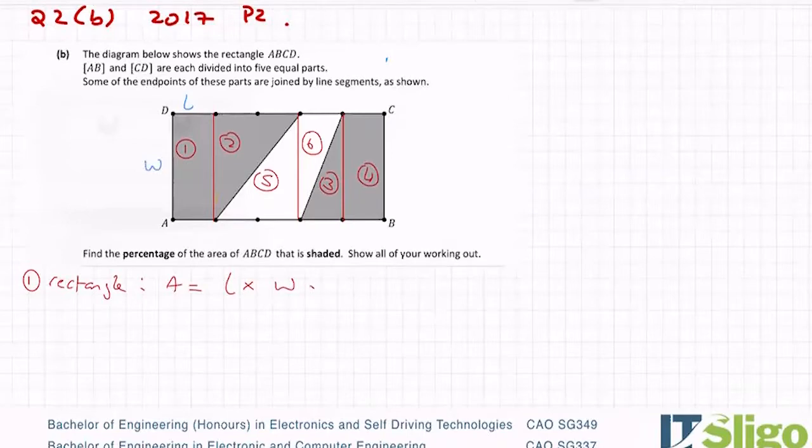So what am I doing there? I'm calling this a width and I'm calling this a length. So the area of that part there is length by width. The area is equal to length by width, and there's nothing more I can do with that. I have no numbers. So let's have a look at shape 2, which is a triangle.